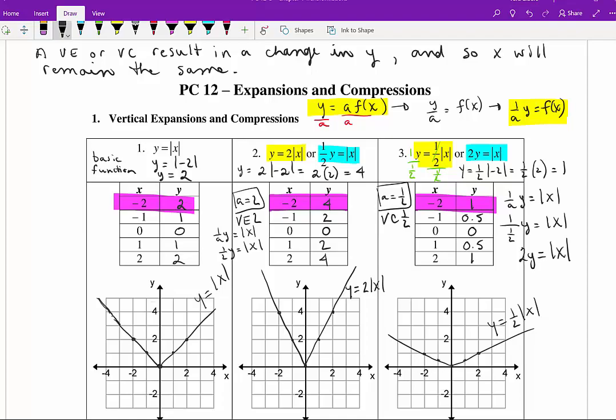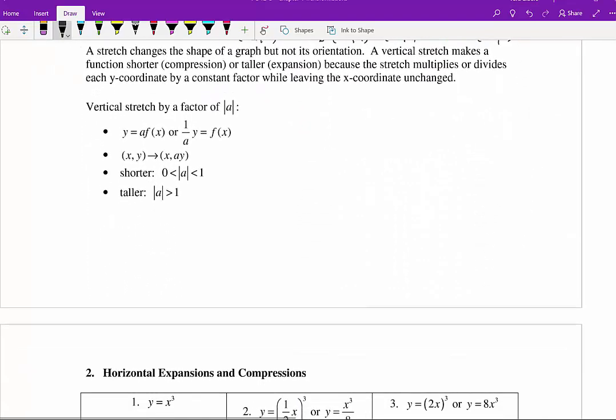Okay, all right, so we're just going to do a little bit of a summary at the bottom here to finish off this video. A stretch changes the shape of a graph but not its orientation. A vertical stretch makes a function shorter, which is a compression, or taller, which is an expansion, because the stretch multiplies or divides each y-coordinate by a constant factor while leaving the x-coordinate unchanged. So, a vertical stretch by a factor of the absolute value of a. Now, when we write absolute value of a, it means the positive value of a, right?